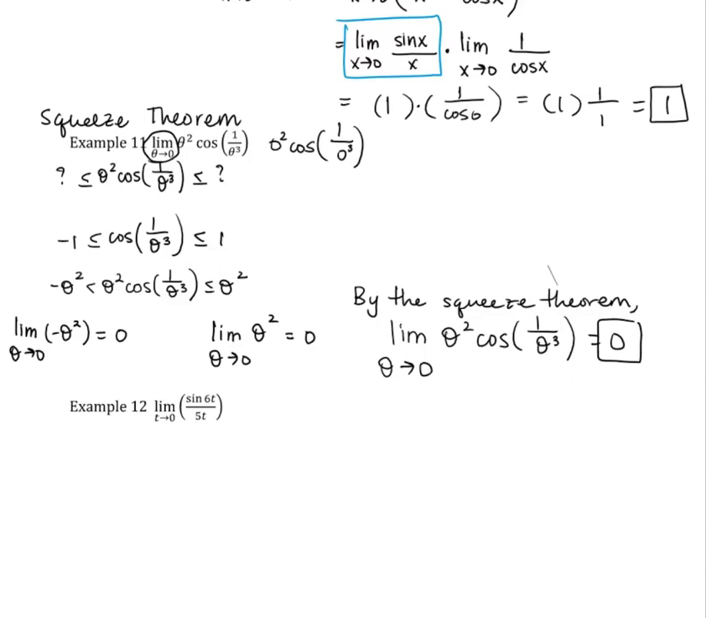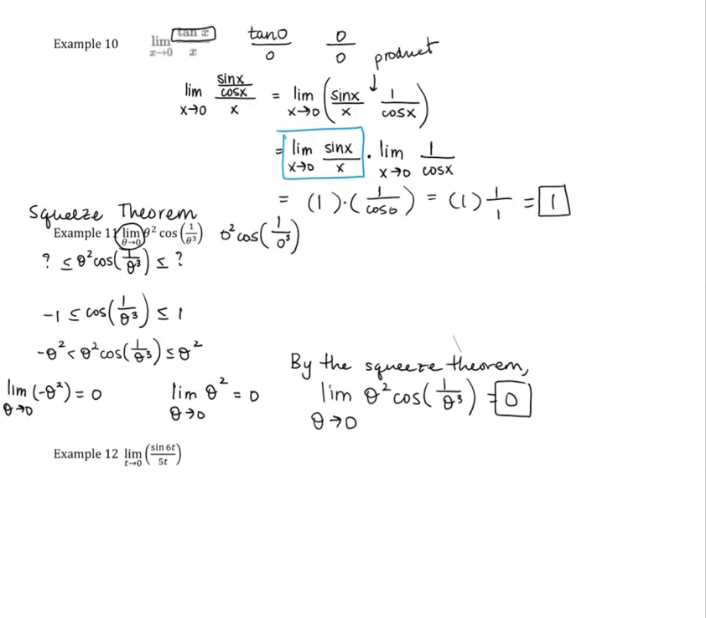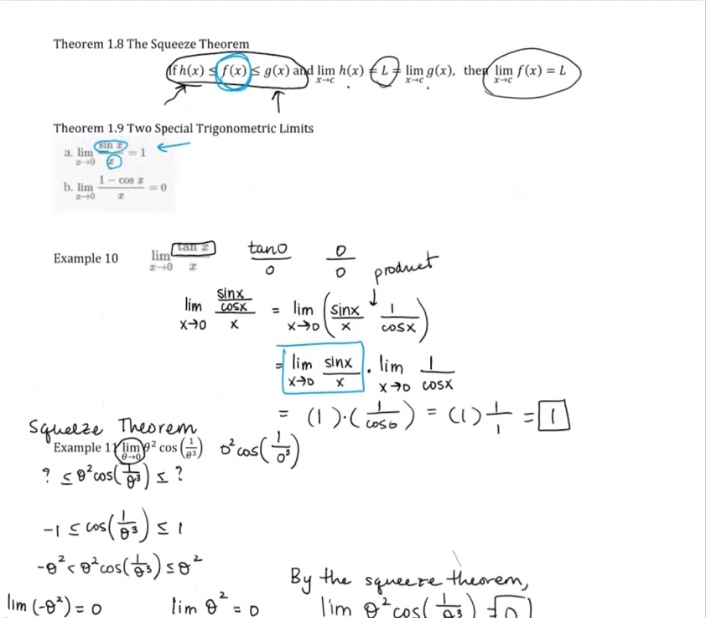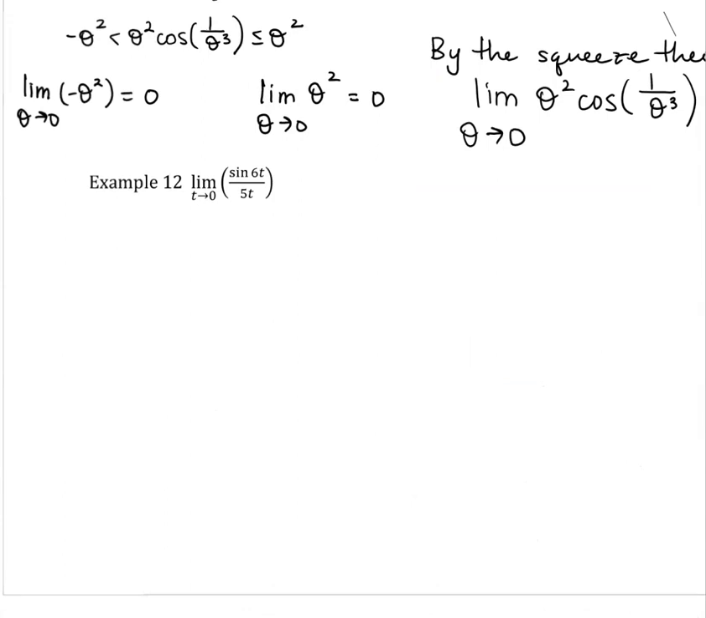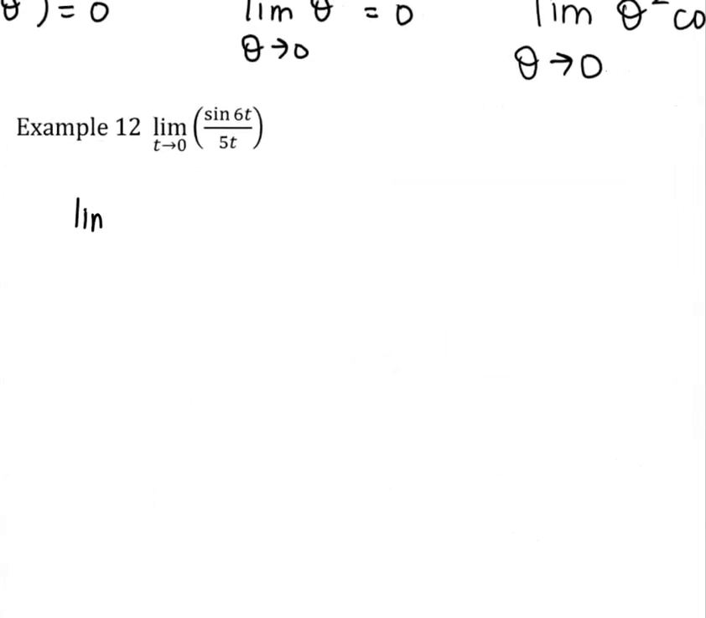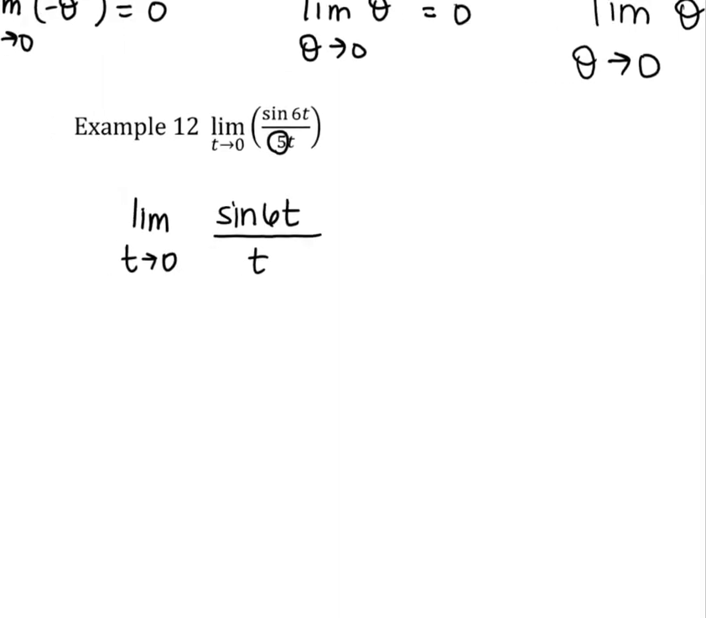Example 12, we have the limit as t approaches 0 of sine of 6t divided by 5t. That limit looks kind of similar to our first special trig limit, but not exactly. So let's see how we can manipulate it. I'm going to rewrite this as the limit as t approaches 0 of sine 6t over t. The 5 that I'm not writing is a constant that I can pull out as a 1/5. Okay, I cannot pull out the 6 on the inside of sine because it's on the inside of sine.